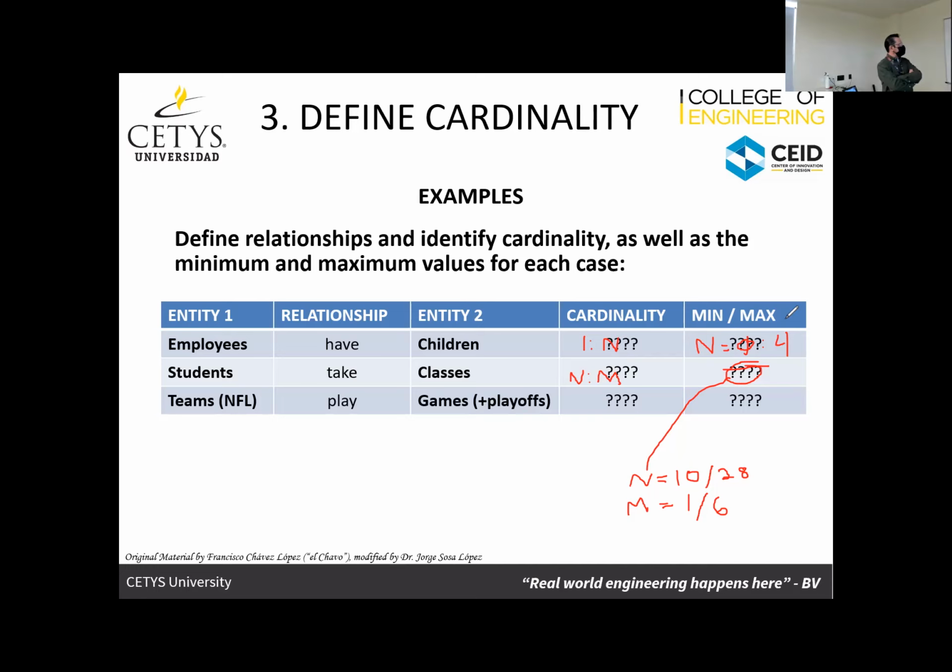So we've got NFL teams play games, and these games are the complete games that they could play, including the playoffs. And so first, how would that cardinality be defined between teams and games, teams playing games? Many to many, because a team can play many games. A game is played by many teams or has to be played by many teams. So it would be many to many.